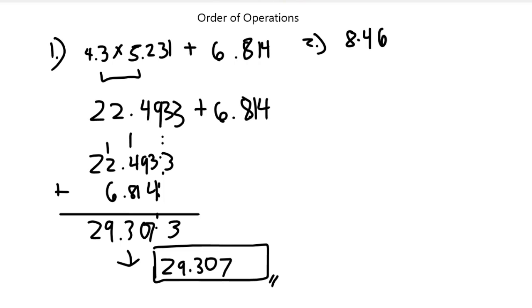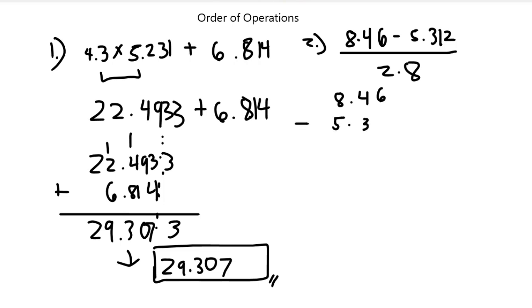Say we have 8.4.6 minus 5.312. So let's divide this also by 2.8. What to do here is, first, we're going to subtract the numerator. So mas madali yun kaysa gamitin, i-divide natin lahat, right? Divide muna natin before subtracting or finding the difference between the numerator.